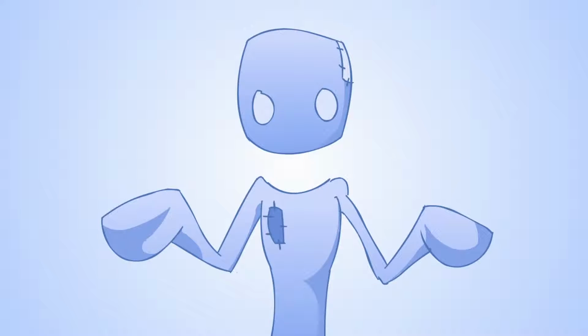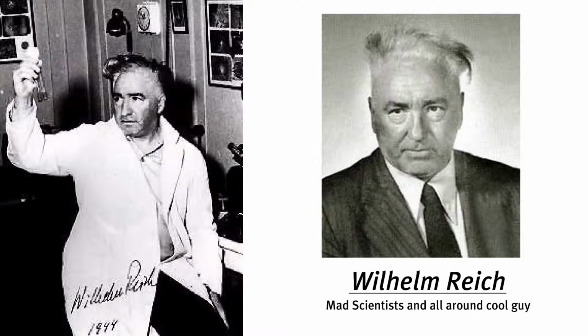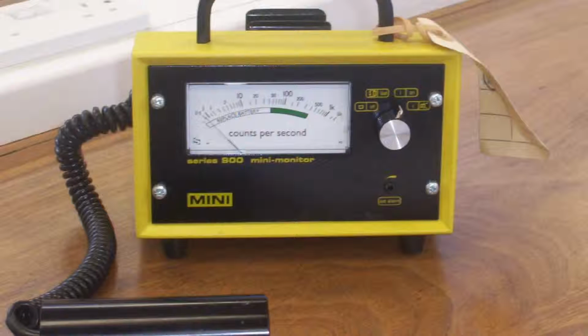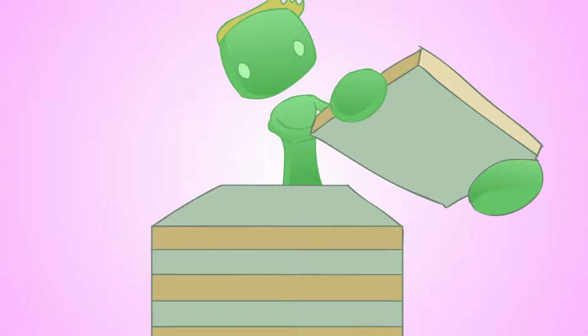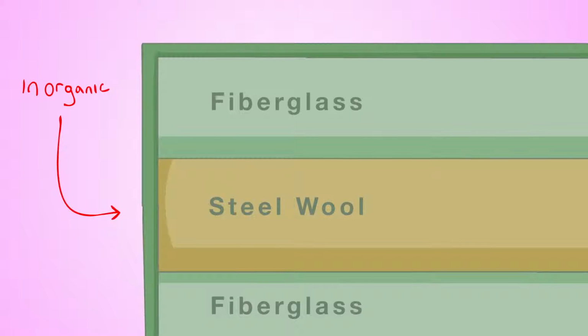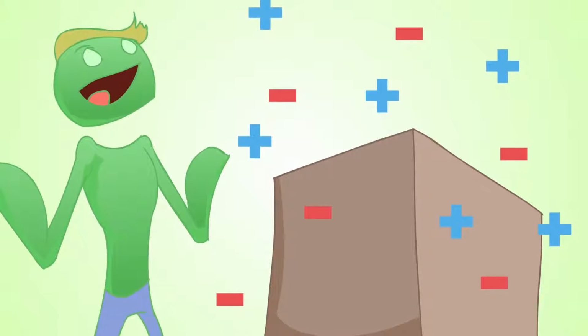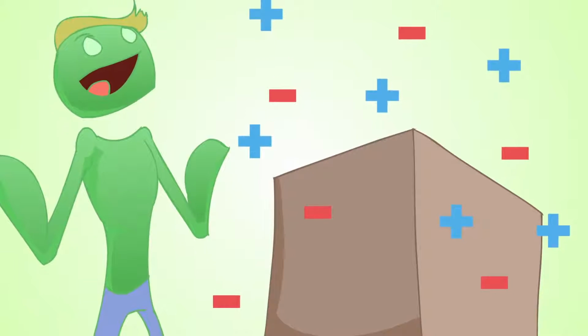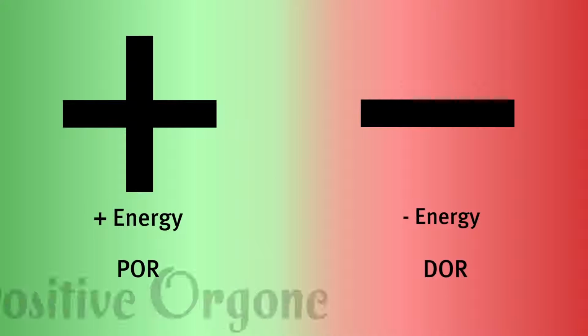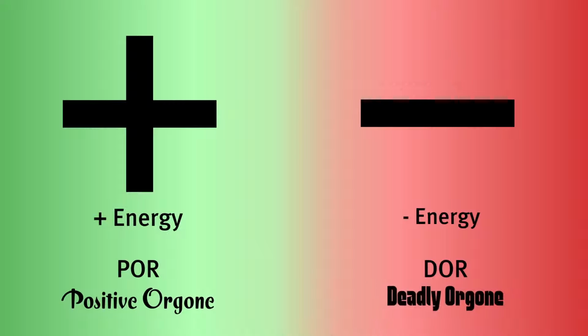Where did Orgonite come from? Well, in the 1930s and 40s, Dr. Wilhelm Reich was able to detect and measure the existence of etheric energy, which he called Orgon, using a modified Geiger counter. He determined that by stacking alternating layers of fiberglass, which is an organic substance, and steel wool, an inorganic substance, you could attract and collect Orgon energy of both positive and negative polarities. He called the positive energy POR and the negative energy DOR, which stands for positive Orgon and deadly Orgon.